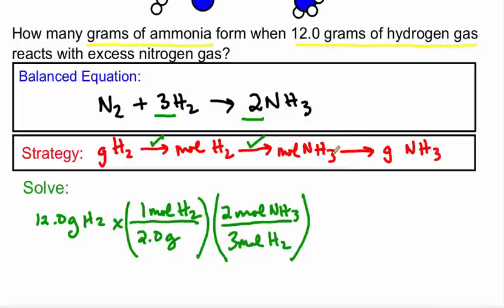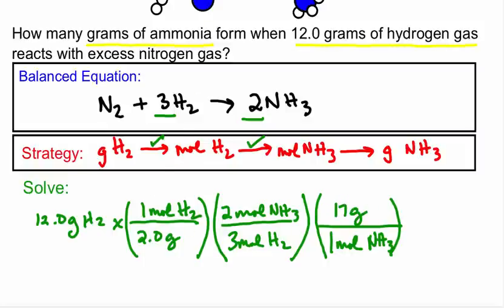And then our third step is to convert between moles of ammonia and grams of ammonia. So we can set it up like this. 1 mole of ammonia. And then we have to calculate the molar mass of ammonia. So this is where your periodic table comes in handy. Look up your atomic mass of nitrogen and then add it to 3 hydrogens. So that ends up being a molar mass of 17.